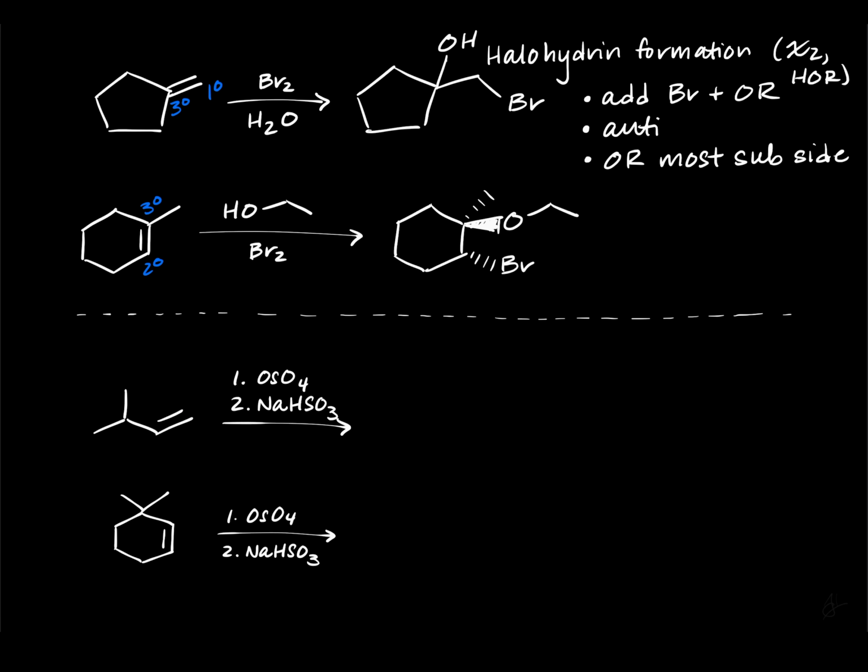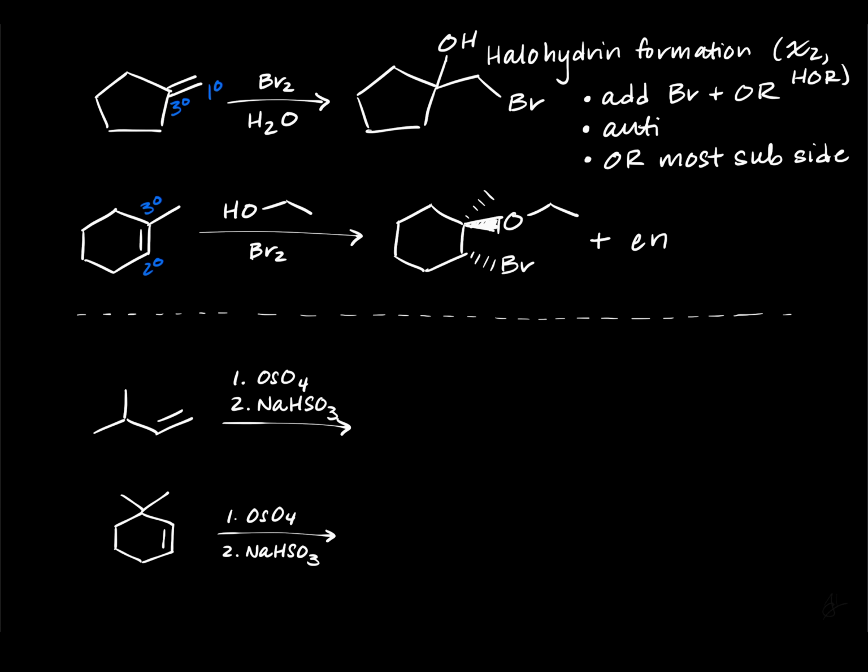Right, so this is anti. My OR group and my Br group are on two opposite sides of the molecule. This is my anti-addition. And again, I arbitrarily chose the ethoxy group to be on the wedge. I could have also gotten the enantiomer.